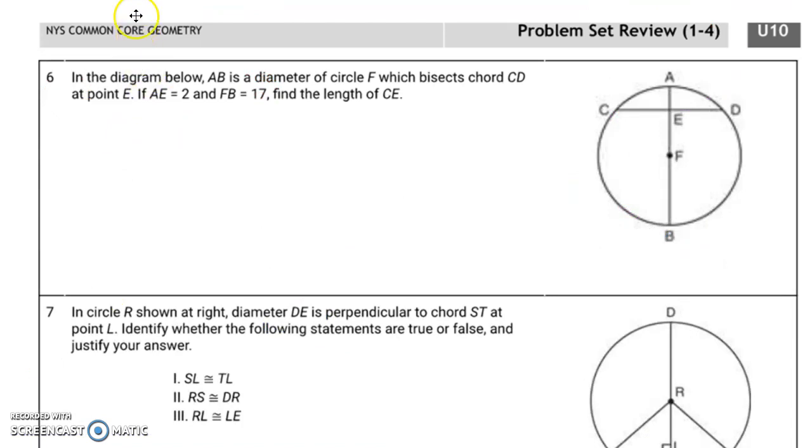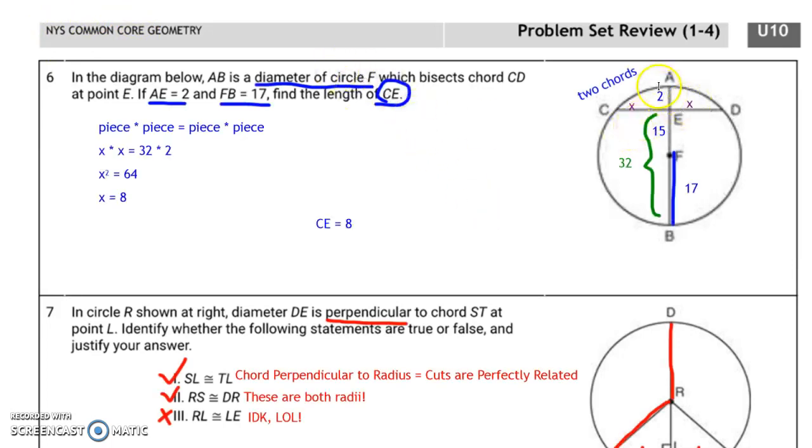Try this by yourself, and then unpause the video, or I guess press play on the video, and see if you're right. All right, yet again here we're given a problem in which we have two chords. This piece is 17, FB is equal to 17, and that's a radius, which means this part AF is also a radius. And it's given to us that this piece is 2, which means this piece must be 15.